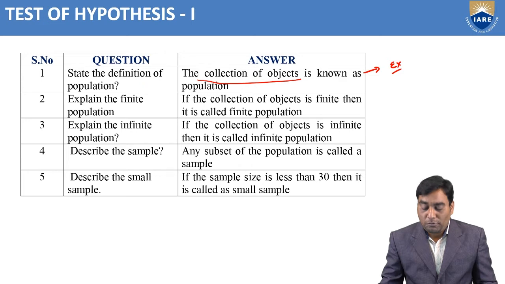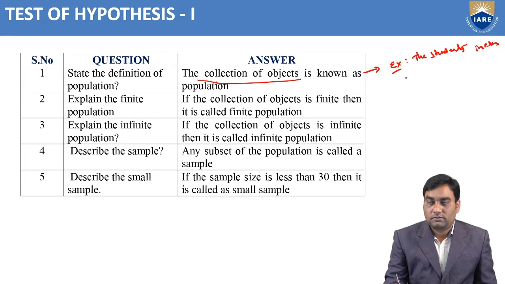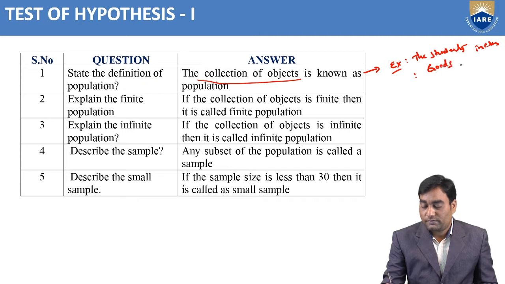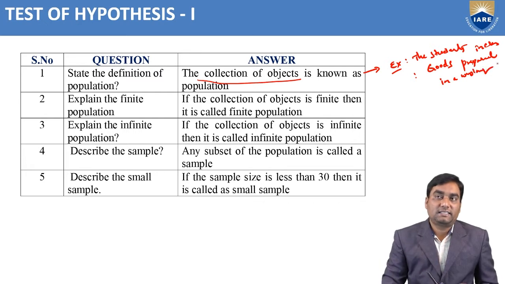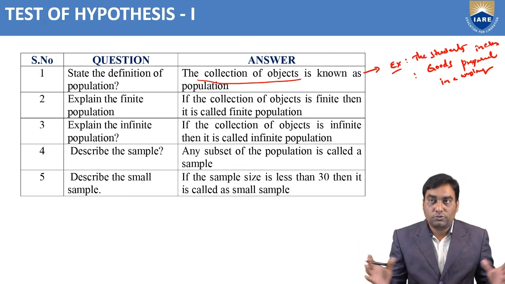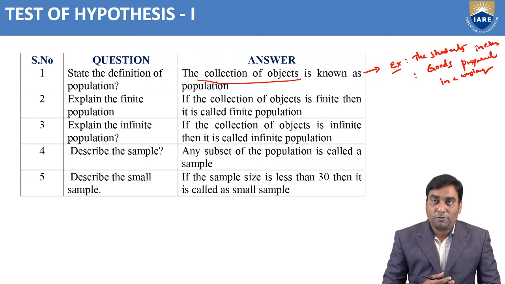We may treat as population the students in a class, or the goods prepared in a company, also we can treat as population. Because all the goods prepared in a company, that is nothing but one of the object. We are collecting all the objects. The collection of all objects is known as a population.